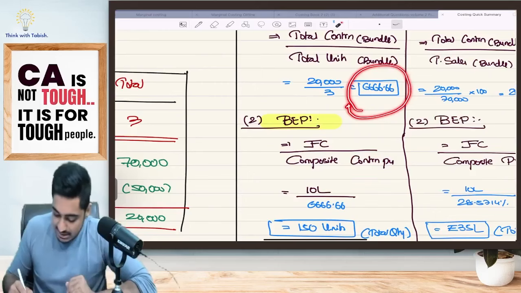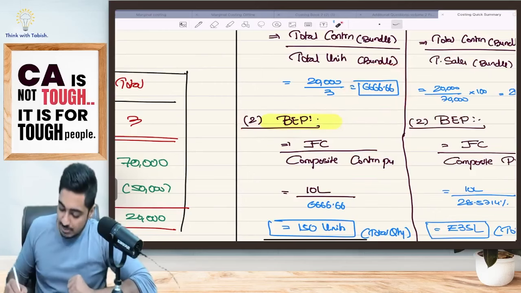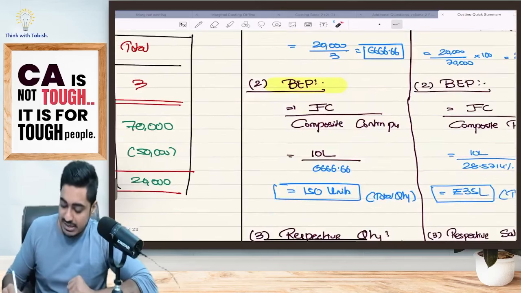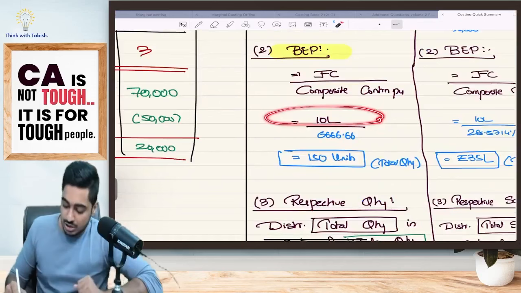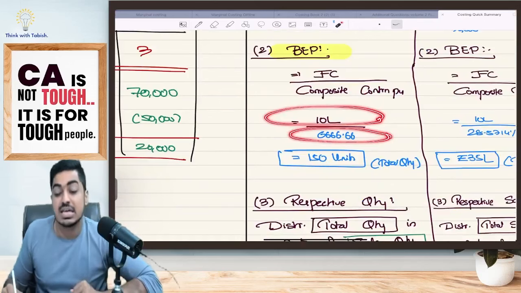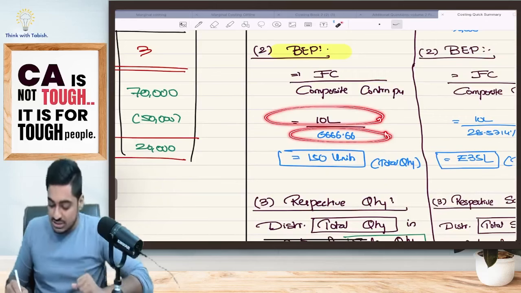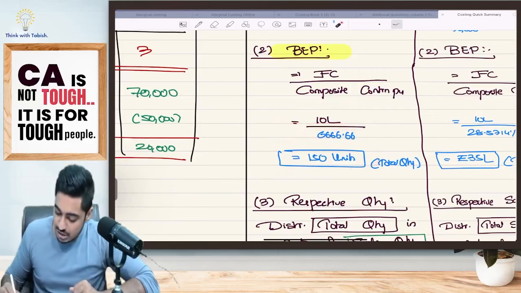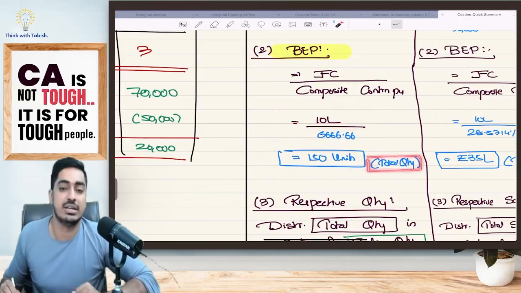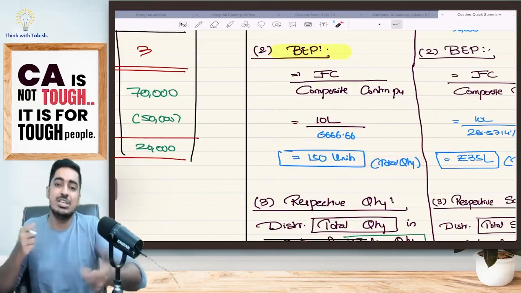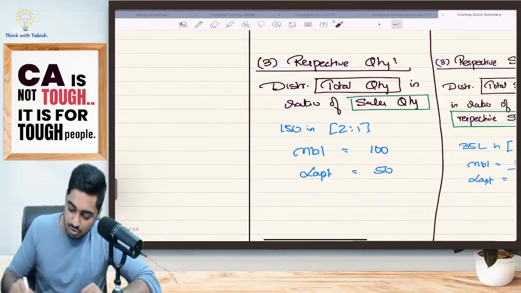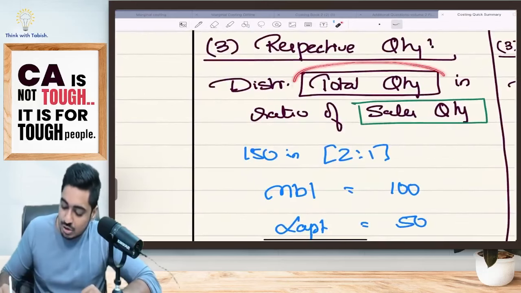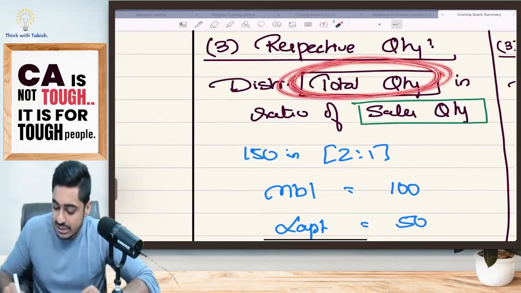Great, sir. Now calculate BEP. Tell me how much total fixed cost I'll have to pay. 10 lakh. Effectively, if I sell 1 unit, how much am I getting? 6,666.66. That means in total how many units should I be selling? Totally 150 units I should be selling. Yes or no, everyone? So I will get the total quantity. But tell me, I want the individual quantity. So okay, boss, a total of 150 units I'm selling. I got the total quantity.